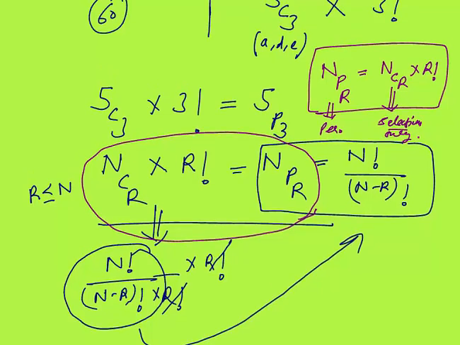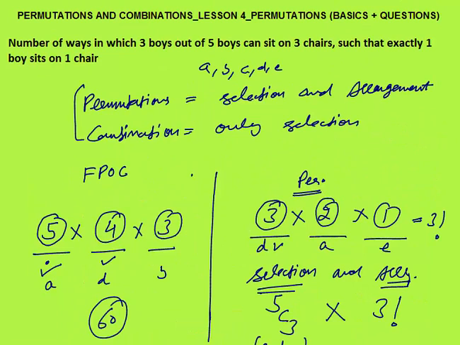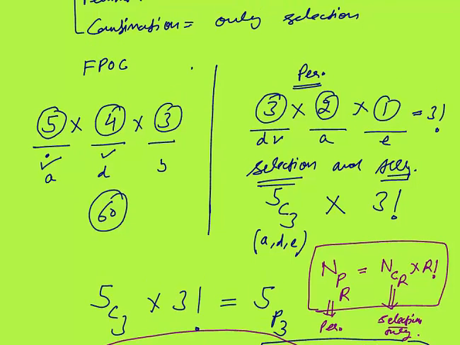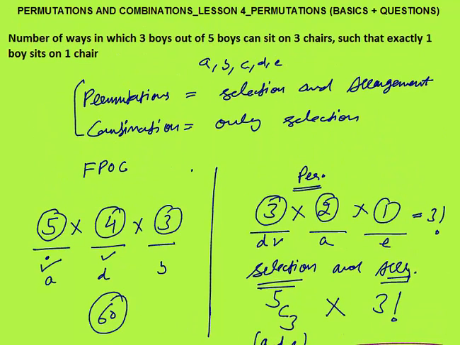So very important, if you want to find the permutation, that is selection and arrangement of r things out of n different things. So first select r, then arrange r out of r. So let's solve some questions that will make the concept of permutation more clear to you.